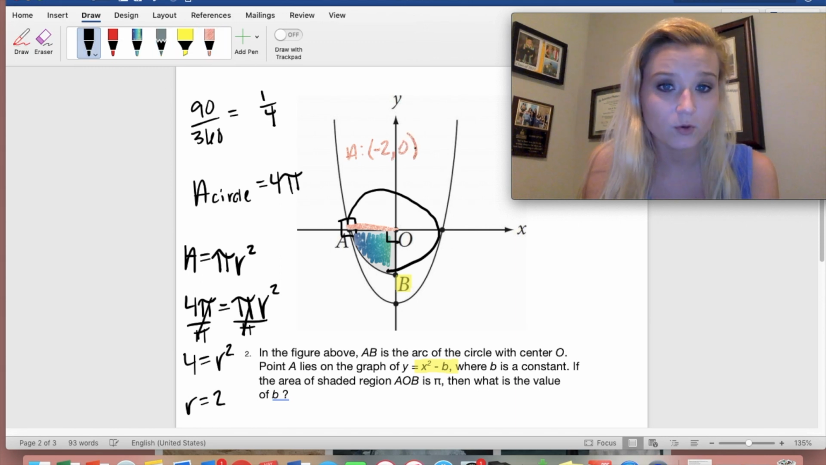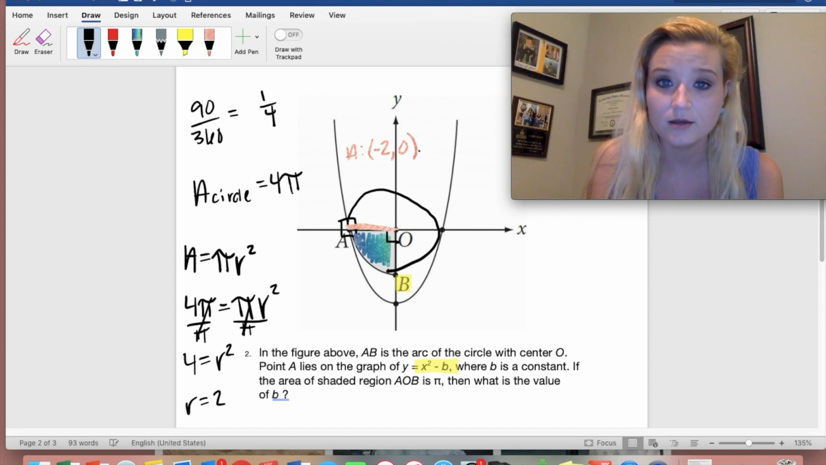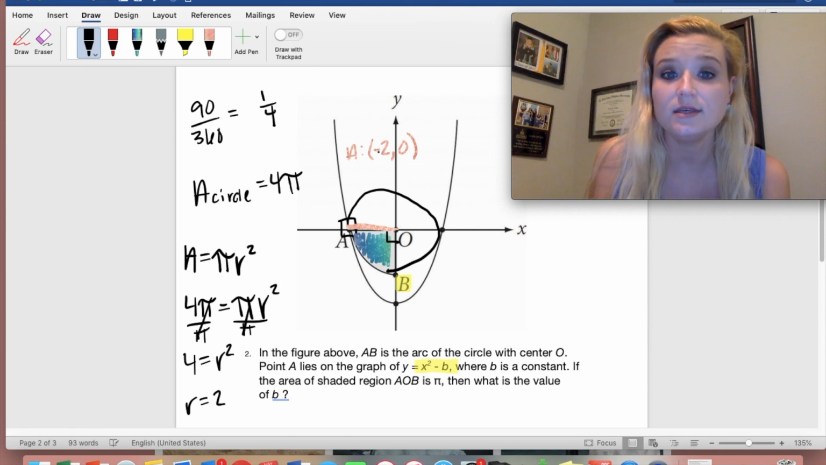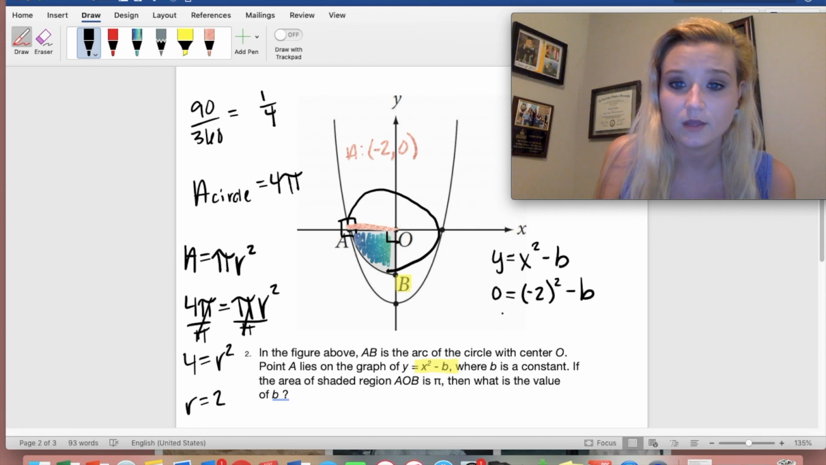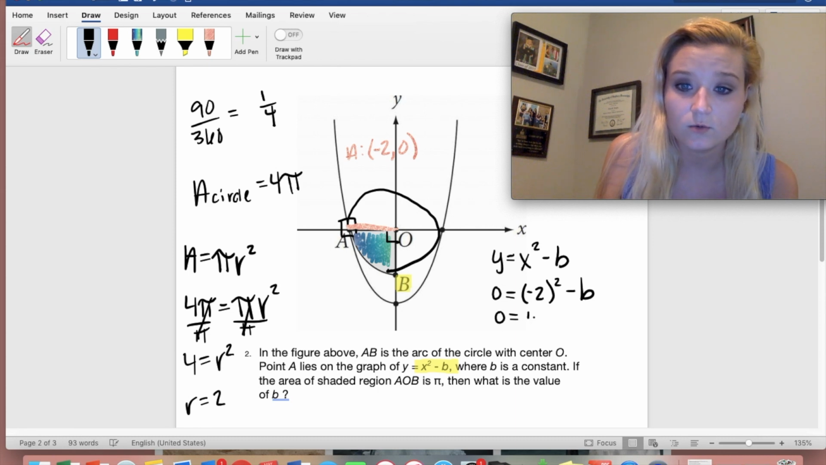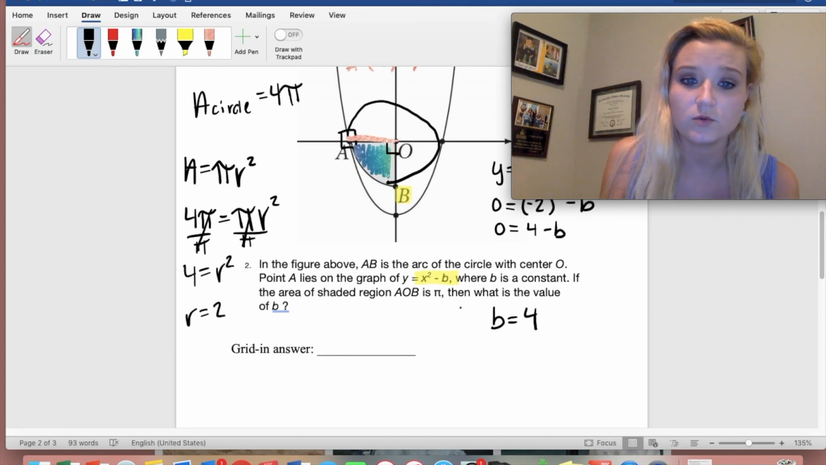Now we can take that point, since it falls on our parabola, and plug those coordinates in for x and for y. So we know that y equals x squared minus b. We know our y is 0. Our x is -2. And the b is what we're solving for. So that tells us that 0 equals 4 minus b. Add the b to the other side, and b equals 4. And that would be the answer that we would want to grid in.